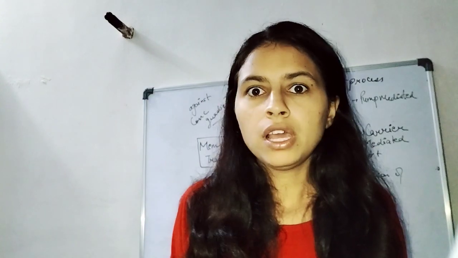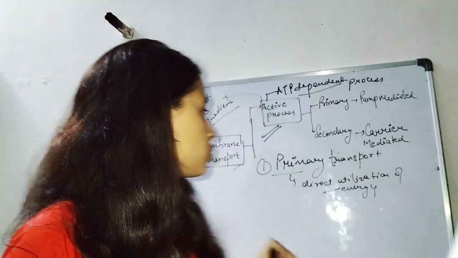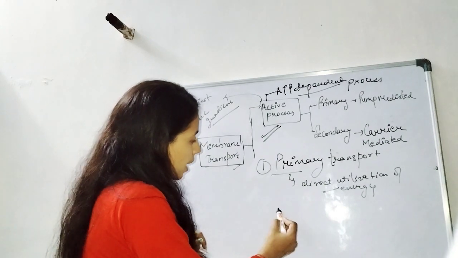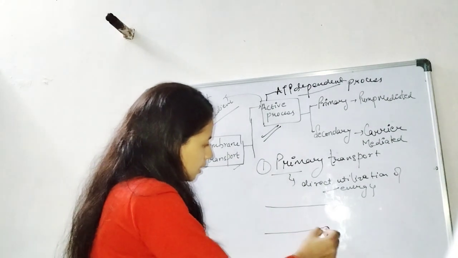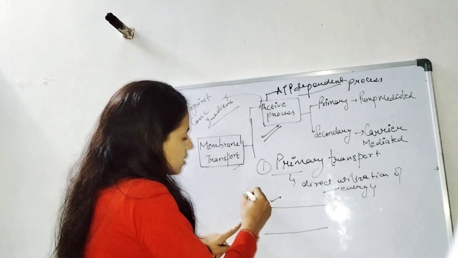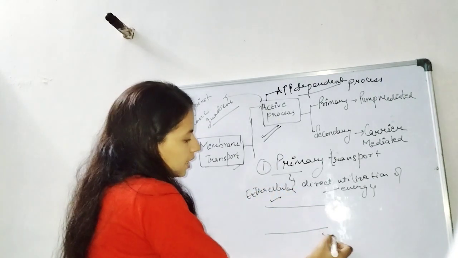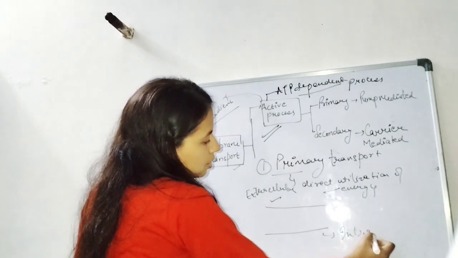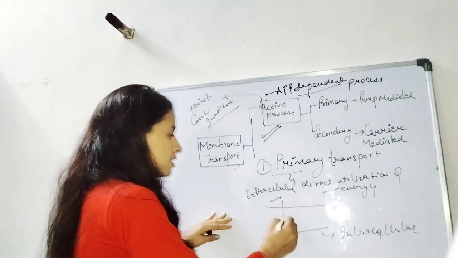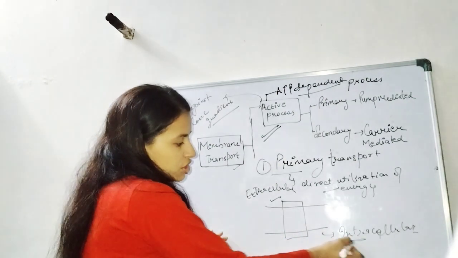We are all familiar with the sodium potassium pump from the 10th class. The sodium potassium pump is performed by the plasma membrane. This is the plasma membrane, with the extracellular space on one side and the intracellular or cytosolic space on the other. Here there is a pump in the intracellular space.